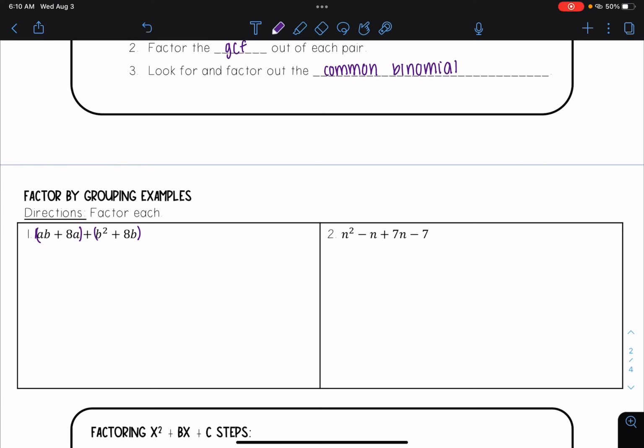Now, from this first pair, I'm going to factor out the GCF. So I want to look for the largest common factors in both terms. Well, I see the only thing that they have in common is that they both have an A. So I want to have an A out in front. And then I'm left with B plus 8 when I divide A from both terms.